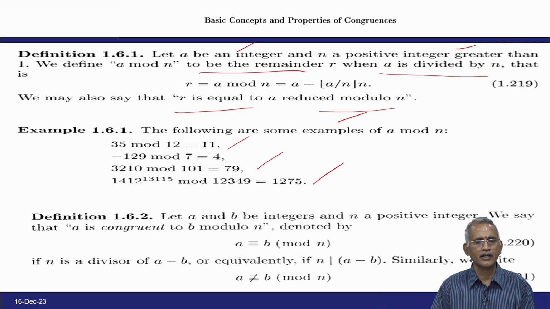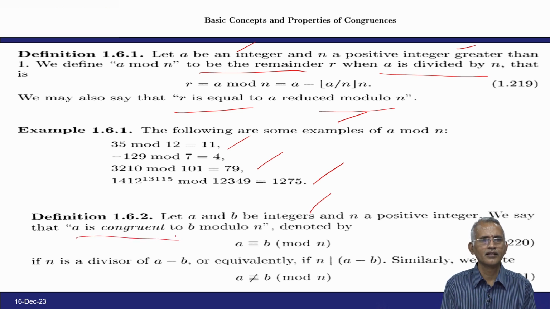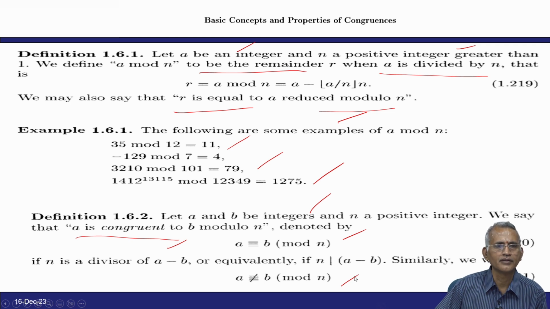Let a and b be integers and n a positive integer. We say that a is congruent to b under modulo n, denoted by a is identically equal to b under modulo n, if n is a divisor of a minus b, or equivalently if n divides a minus b. Similarly, we write a is not equal to b under modulo n, then it is said to be incongruent. So, this way we can express the congruence of one number to another number.